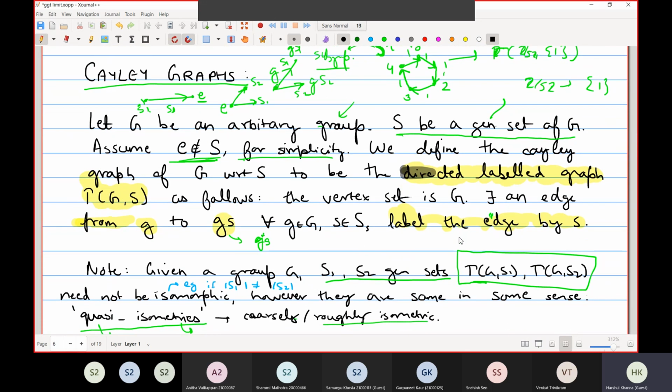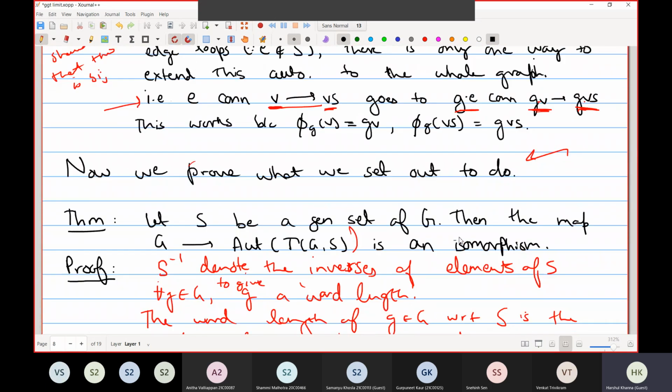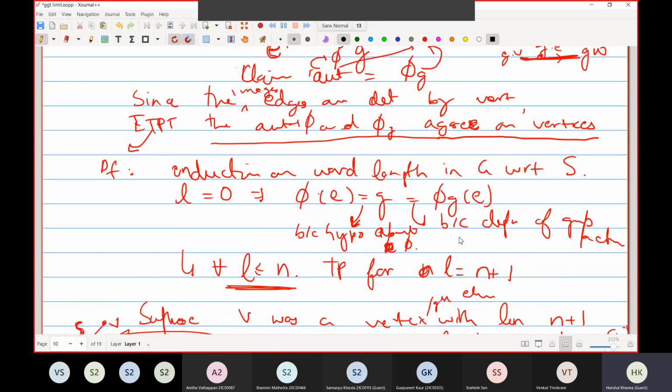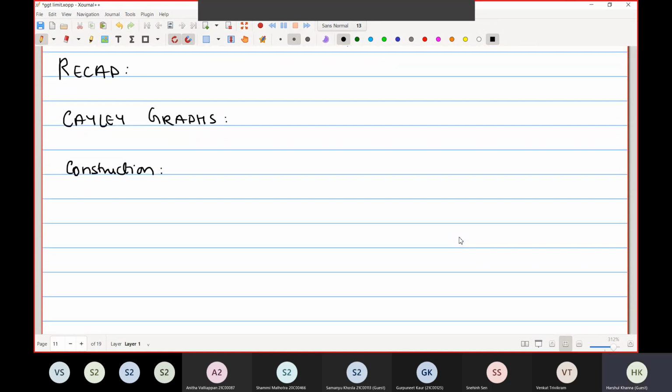And we do that through the object we constructed, Cayley graphs. So I'll go through the construction once. The construction is very simple. I want to construct a graph, so I want to give you vertices and edges. So my vertices, let me start writing here.